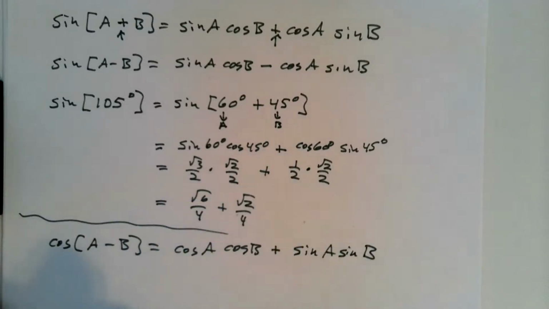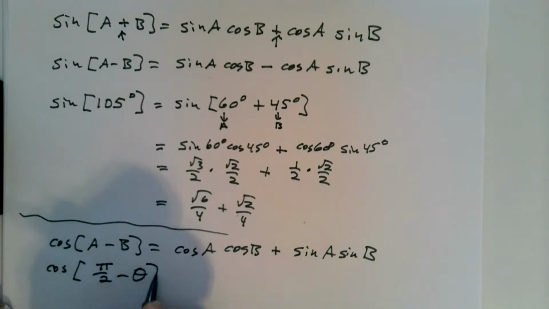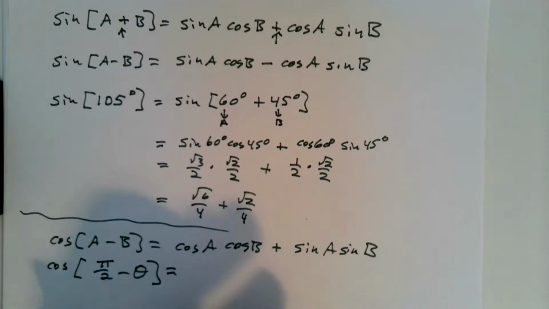This is what I would like you to do. What is the cosine of pi over 2 minus theta? So I'd like you to use this formula, if you would please, to figure out what cosine of pi over 2 minus theta is. When you get your answer, post that one in the comments. I'll take a look at it.